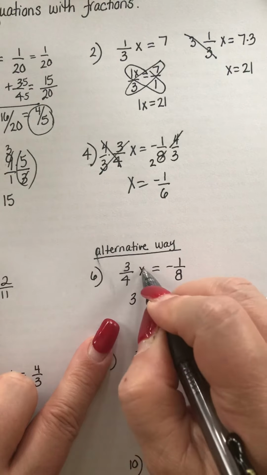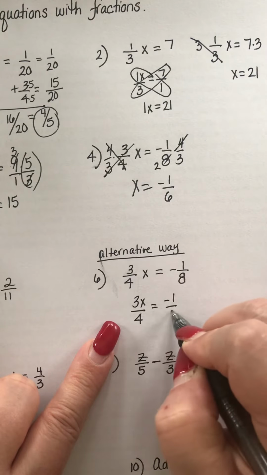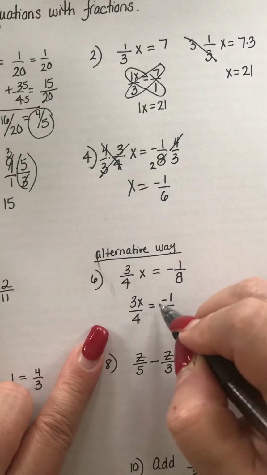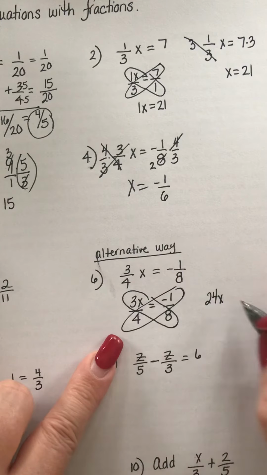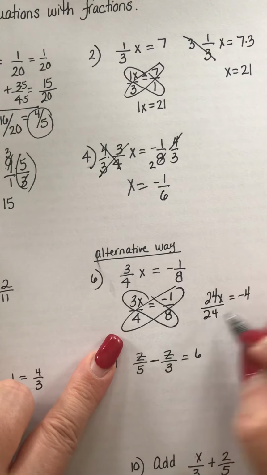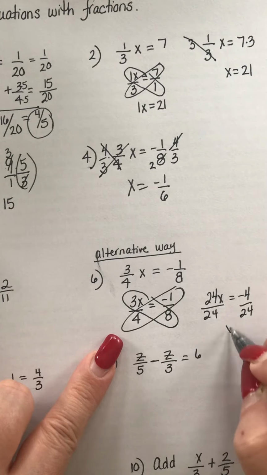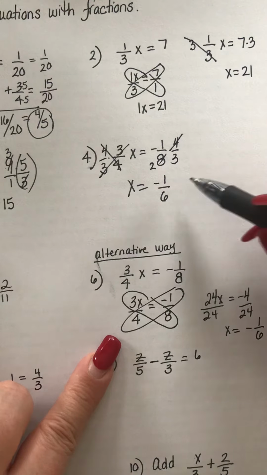Now for this one, to do this an alternate way, think of this as 3x over 4 equals -1/8. And then if you cross multiply, 3x times 8 is 24x. -1 times 4 is equal to -4. Then divide by 24 and reduce. 4 goes into both of these, and that would be -1/6. You get the same answer.